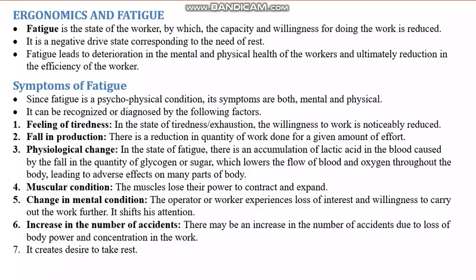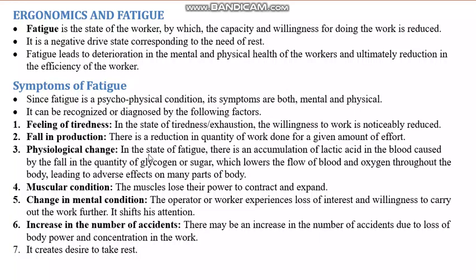Another symptom of fatigue is a fall in production. There is a reduction in the quantity of work done in a given amount of time. Every day this man is able to produce 10 things per hour, and today he has produced only 8. The number is reduced, thereby you will be able to say, oh, today he appears fatigued, he appears tired.